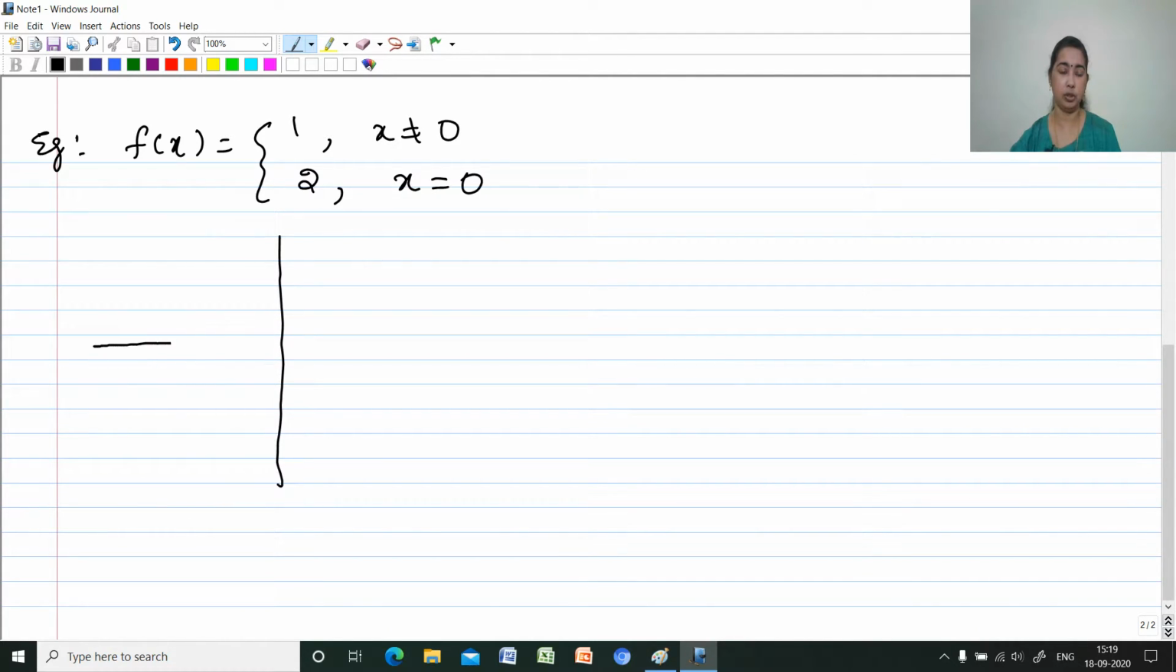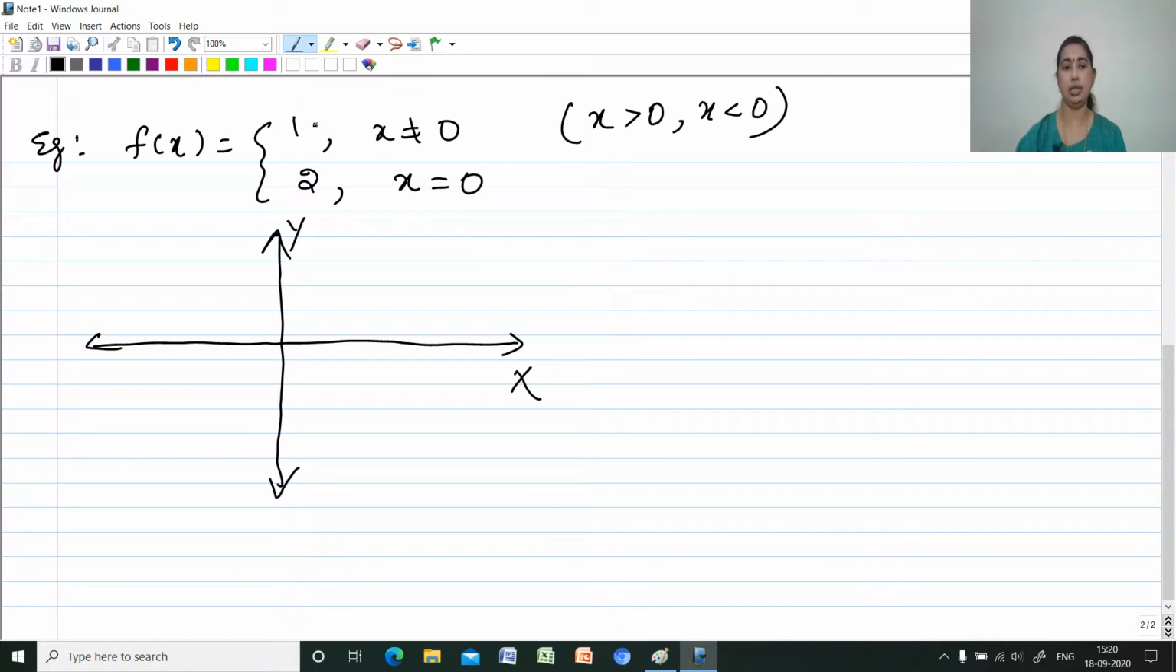So I'm drawing the graph, x-axis, y-axis. X not equal to 0 means that when x is greater than 0 and x is less than 0, it is all 1. So 1 means here, but at x equal to 0 there is no point, there is no image at 1 for x equal to 0. X equal to 0 means it will be jumping to 2, the point is here. Whereas when x is less than 0 and greater than 0, it will have the image at 1. This side also has the image.